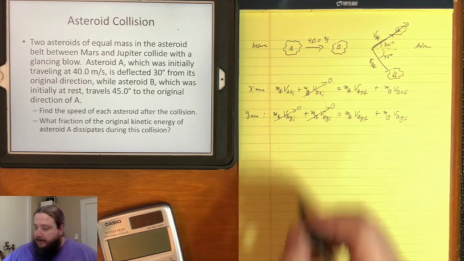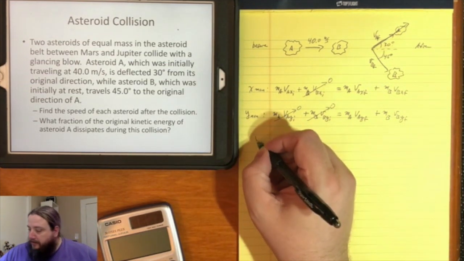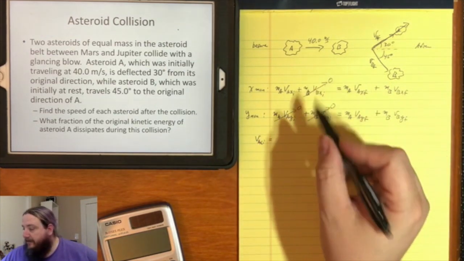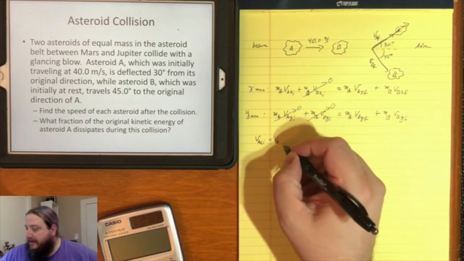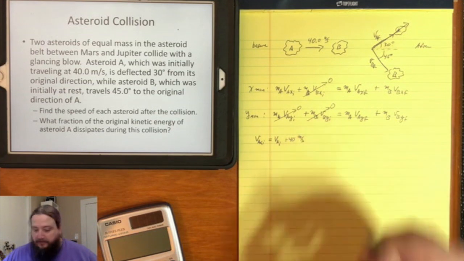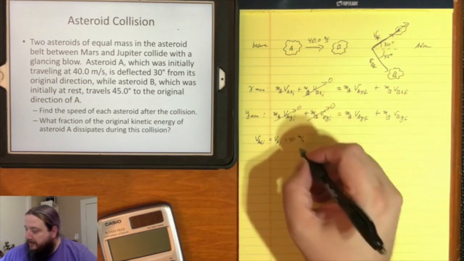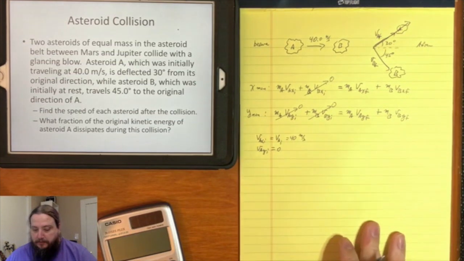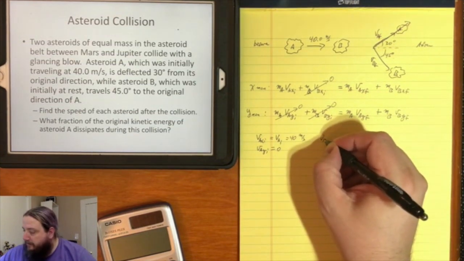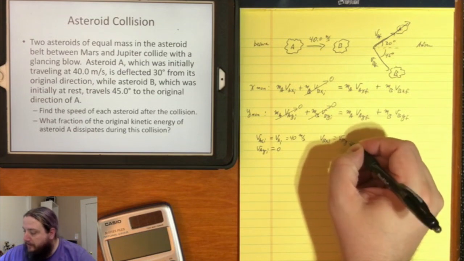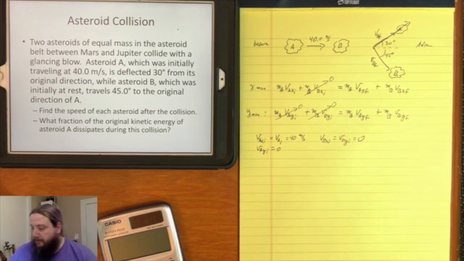And again, just to remind ourselves here, the velocity of A in the x direction initially, well, that's just indeed the velocity of A initially, which was our 40 meters per second. And the velocity of A in the y direction initially was just 0. And the velocity of B in the x direction initially was equal to the velocity of B in the y direction initially, which is also 0.